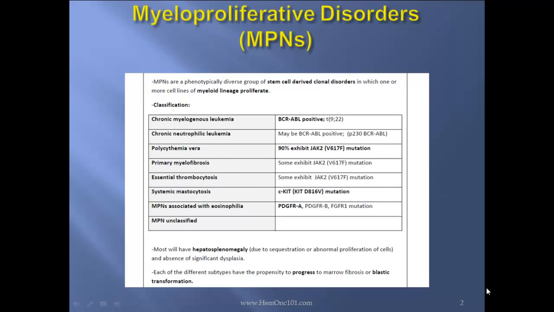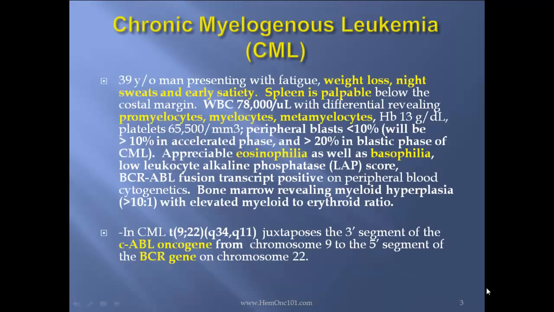Most will exhibit hepatosplenomegaly due to sequestration or abnormal proliferation of cells, in absence of significant dysplasia. Each of the different subtypes have the propensity to progress to myelofibrosis or blastic transformation.